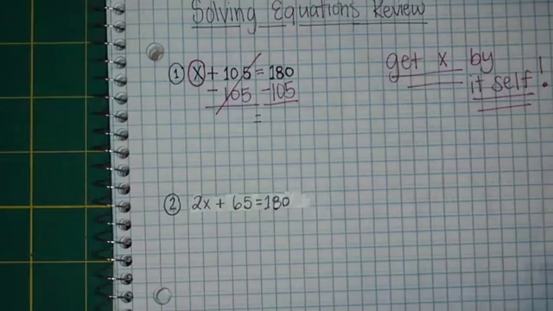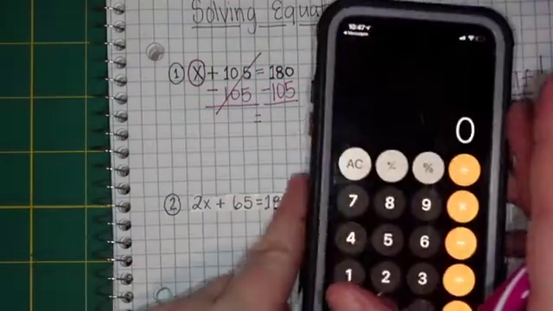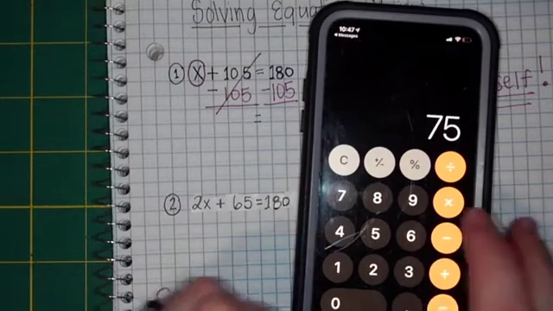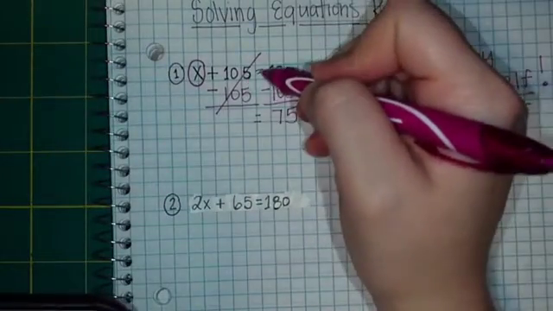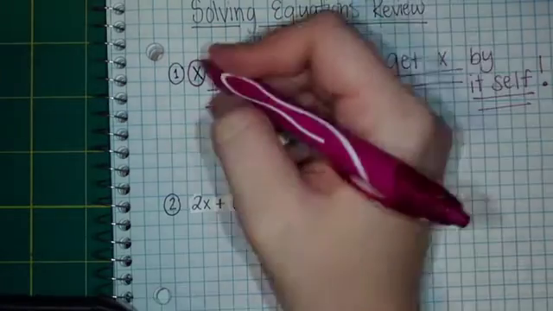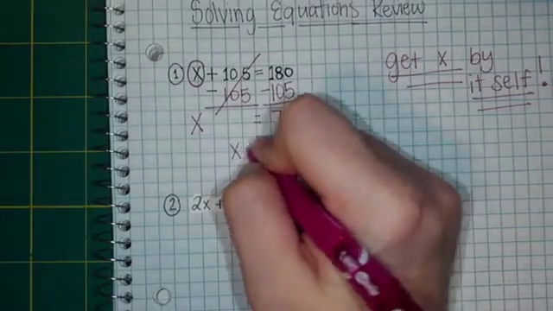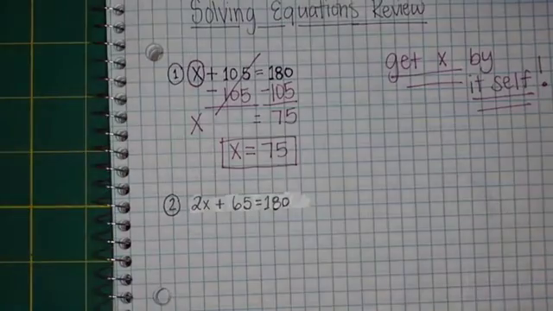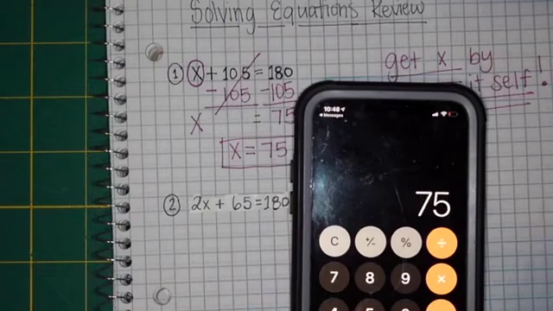So 180 minus 105. I'm going to use my phone calculator. So if I have 180 minus 105, I get 75. So then again, I brought down the equal sign, I brought down what is here, and I'm going to bring down the x. So my answer is x equals 75. And that would be my answer. So let's just check. Let's do 75 plus 105 equals 180.